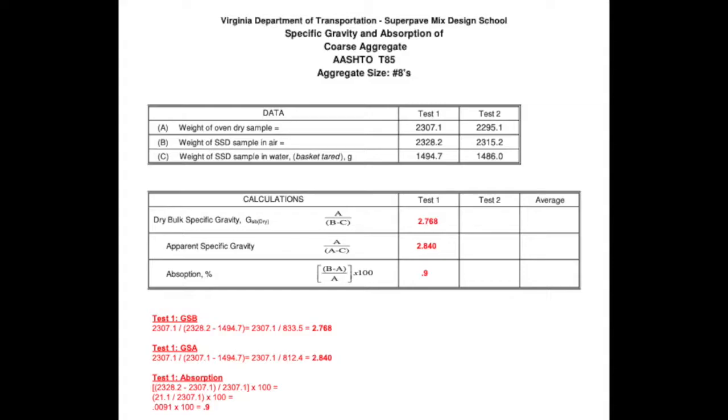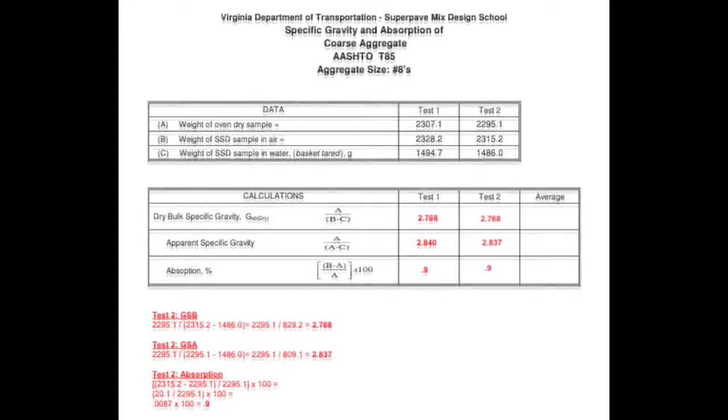Your apparent specific gravity, again, A divided by A minus C, which yields us a 2.840. The absorption, B minus A divided by A times 100, yields us a 0.9. So now we will look at test number 2.